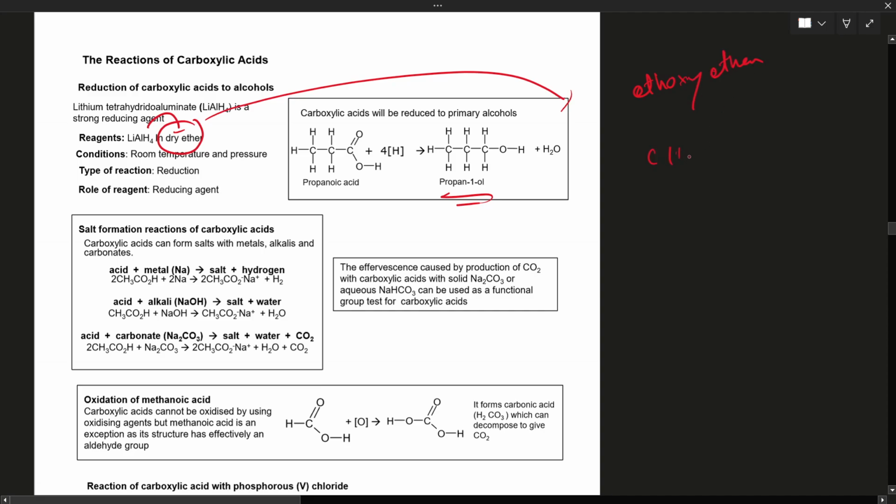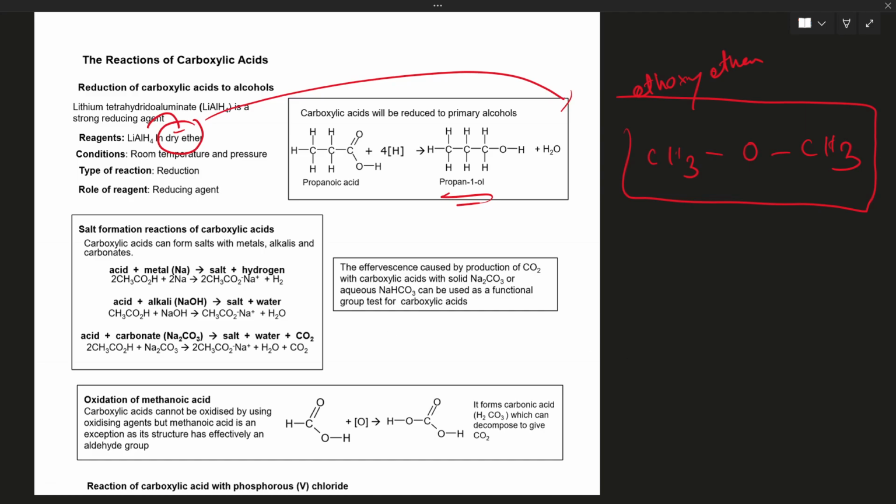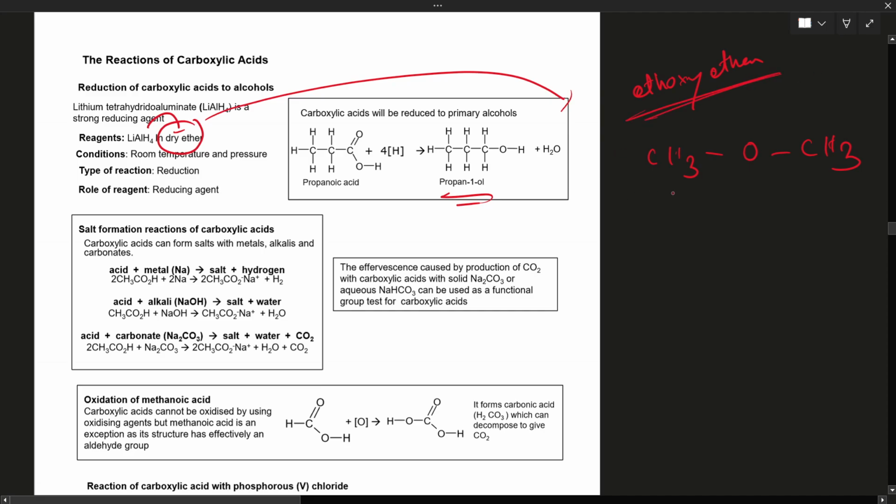What is the functional group of ether? This is the functional group of ether. Okay, so this is ethoxyethane. You can also give ethoxypropane. I mean, no, you don't have to, no need to go deep. Just want to let you know, dry ether is basically ethoxyethane, which is this compound down here.